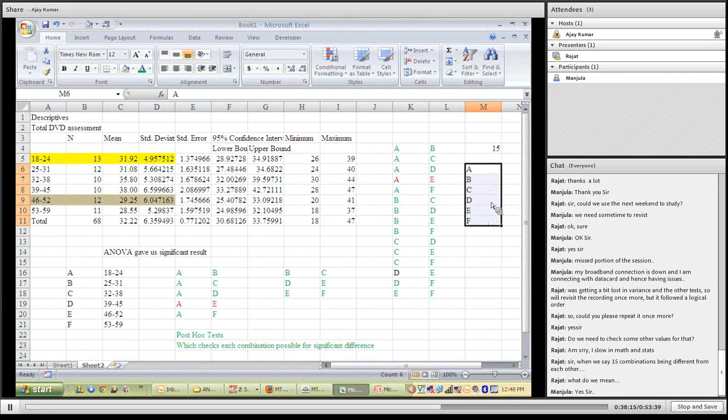This is what ANOVA told us. Alright, so somewhere there is a difference between these groups. But now I don't know where that difference actually lies.